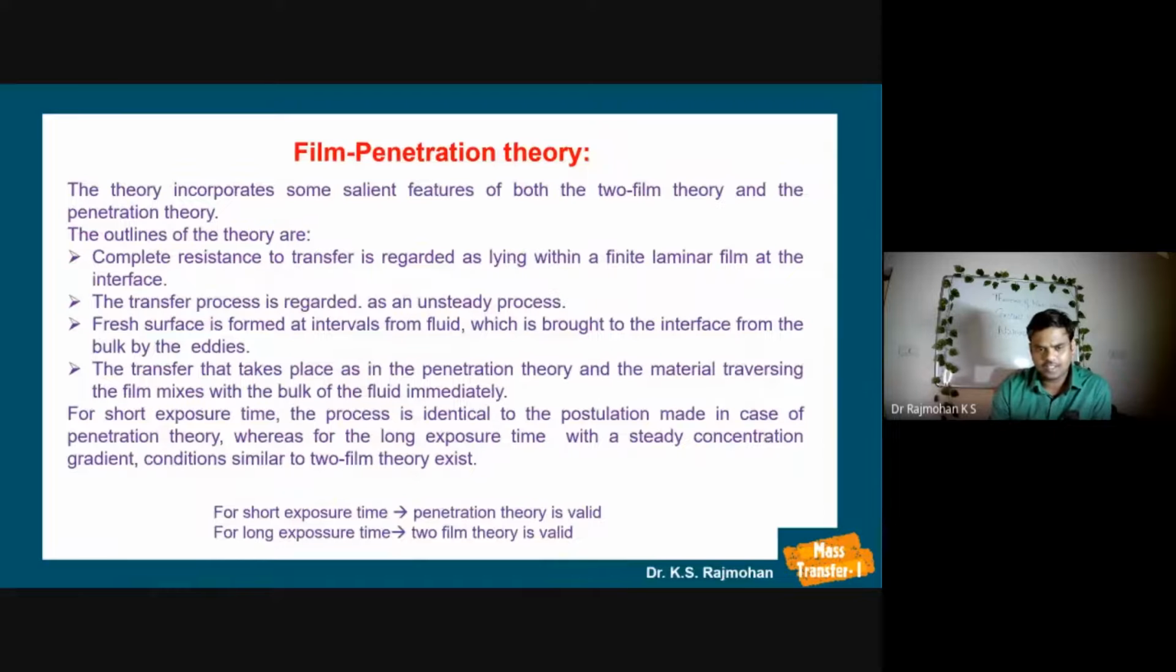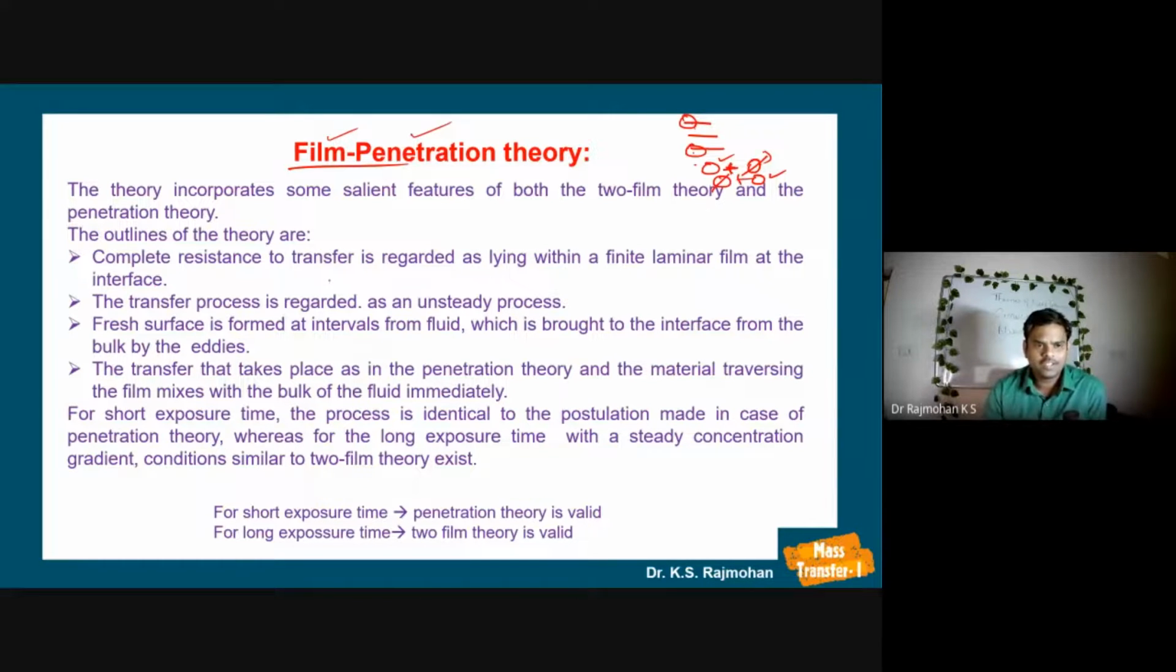There is another theory which combines the two film theory and penetration theory. It is like theory 1, theory 2, theory 3. The fourth theory says that I make a new theory in which these two combined will work, right? At one condition this is negligible and that is applicable, and at another condition the other is negligible and this will work. This theory is called film penetration theory. It combines two film theory and penetration theory, and incorporates some of the salient features of both.